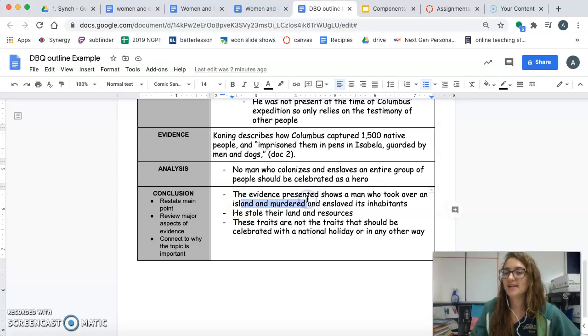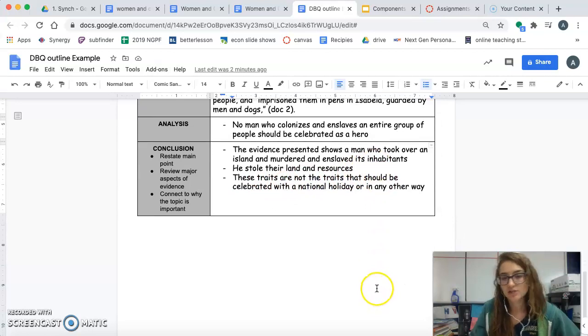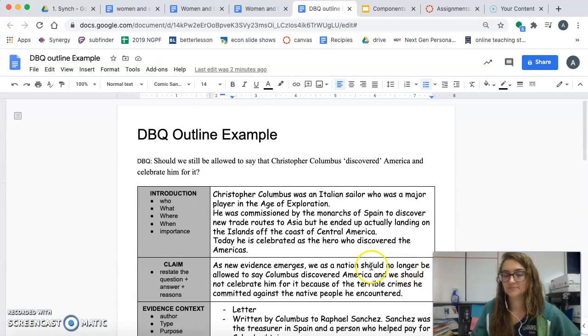So, the evidence presented shows a man who took over an island and murdered and enslaved its inhabitants. He stole their land and resources. These traits are not the traits that should be celebrated with a national holiday. So that is the outline, okay?